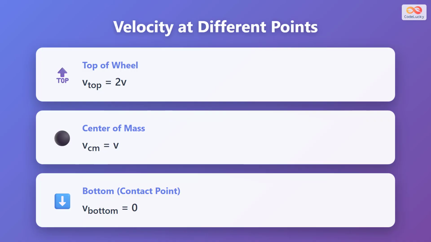Different points on a rolling object have different velocities. At the top of the wheel, the velocity is 2v, which is twice the velocity of the center of mass. At the center of mass itself, the velocity is simply v. Most interestingly, at the bottom where the wheel contacts the ground, the velocity is 0. This zero velocity at the contact point is what distinguishes rolling from sliding.